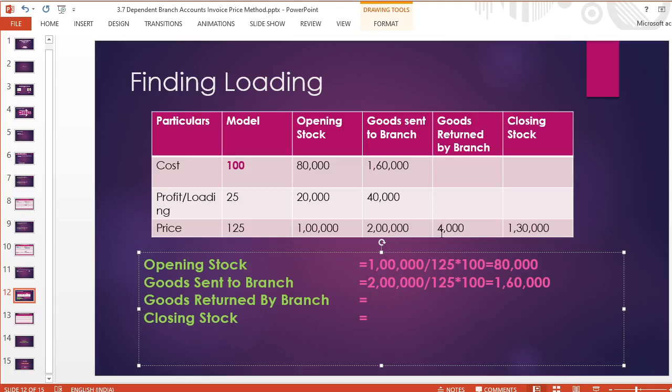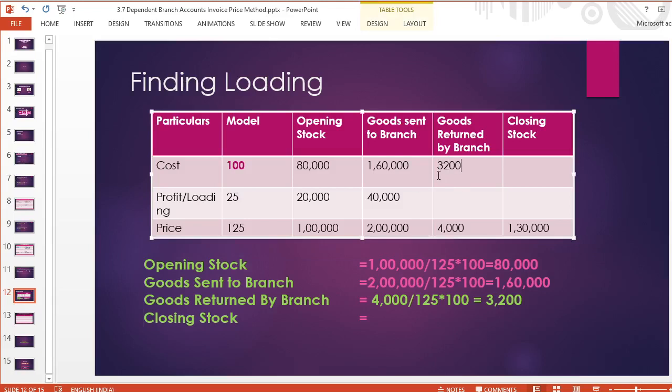Then the invoice price of goods returned by branch is 4,000. This 4,000 is equal to 125 and we require to know the balance for 100. So 4,000 divided by 125 into 100. Can you tell me how much it is? So it's 3,200. I'll record here 3,200 as the cost price and the difference is the profit: 4,000 minus 3,200, 800 rupees is the profit.